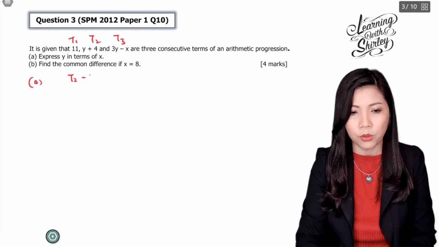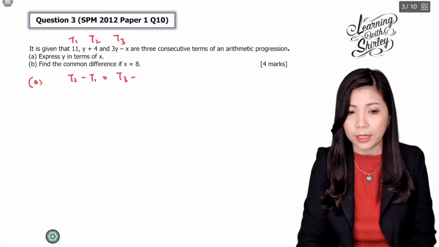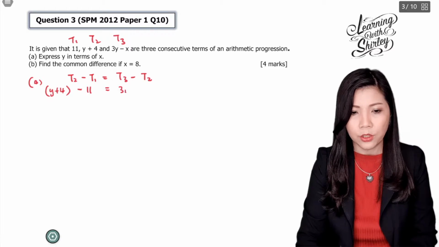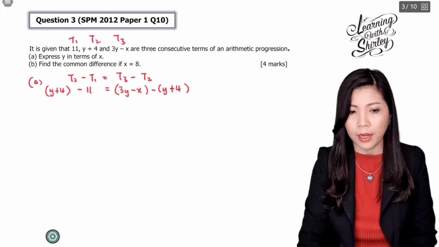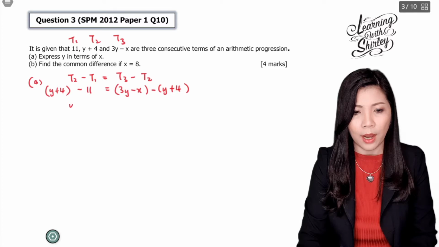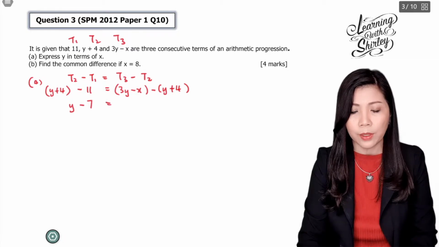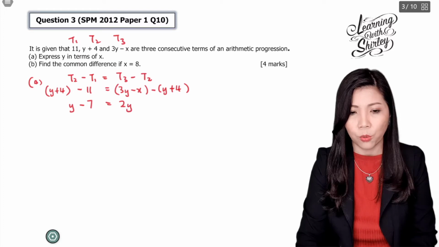Okay, whereby I'm going to use T2 minus T1 is equal to T3 minus T2. So T2 minus T1 will be y plus 4 minus 11, and is equal to T3, which is 3y minus x, then minus T2, which is y plus 4. Okay, so on the left hand side, y minus 7, because positive 4 minus 11 is minus 7, so equals to, this is 3y minus y is 2y, minus x, and minus 4.